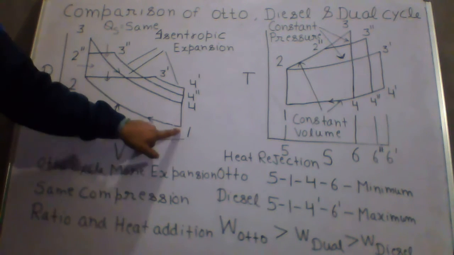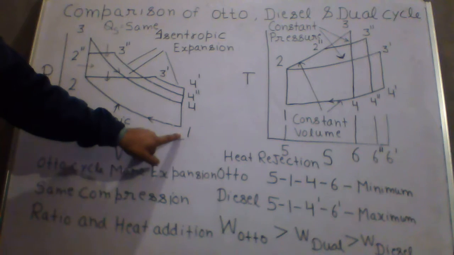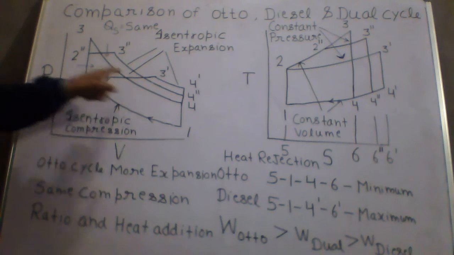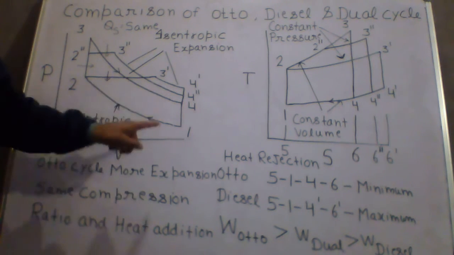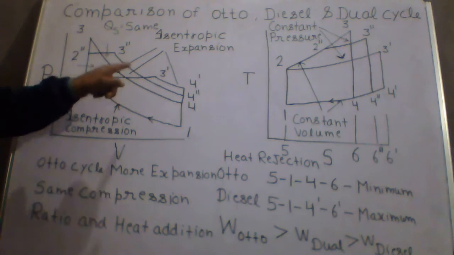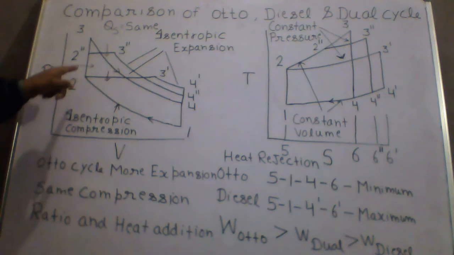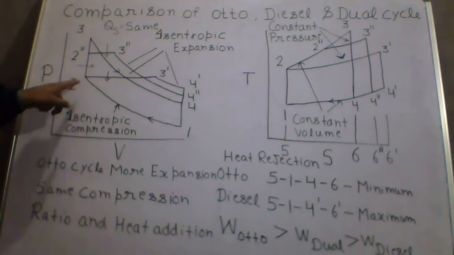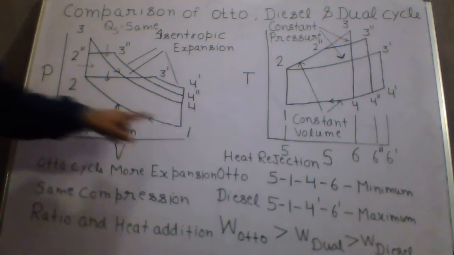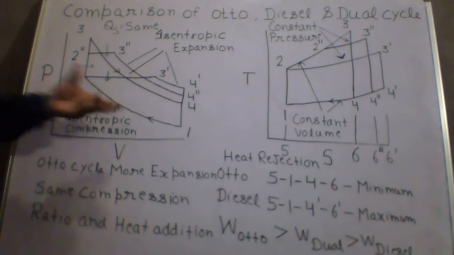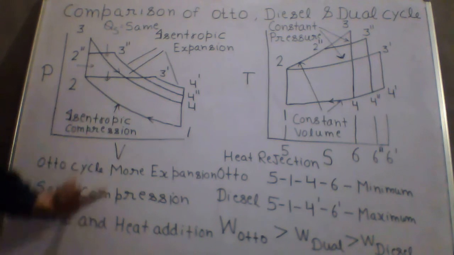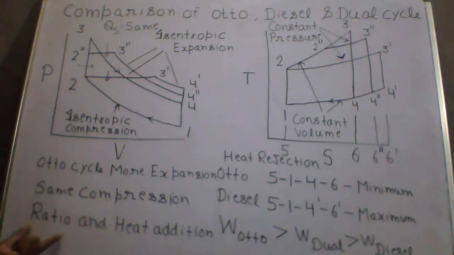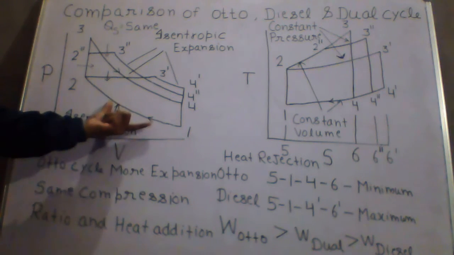You can see the initial state 1 is same in all these three cycles, whether it is a diesel cycle, a dual cycle, or an Otto cycle. So one part is same. 1 to 2 is your compression ratio. This process is same, same compression ratio. So the 1 to 2 condition is same.